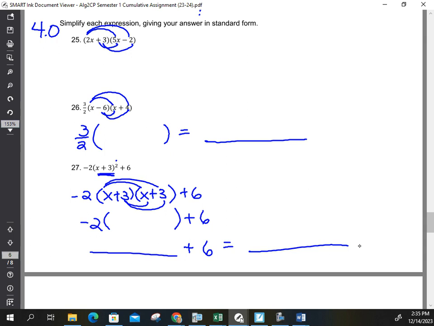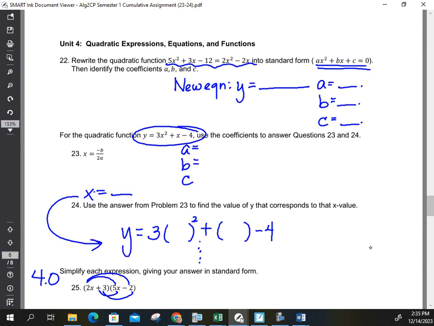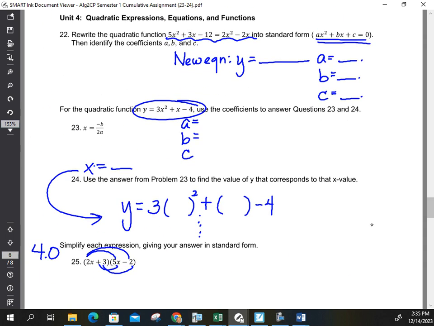It's all about the work. So everything on that page is a 4.0 situation. Yep. If you don't distribute all the way, just go ahead and mark the problem wrong yourself. Save me the trouble.